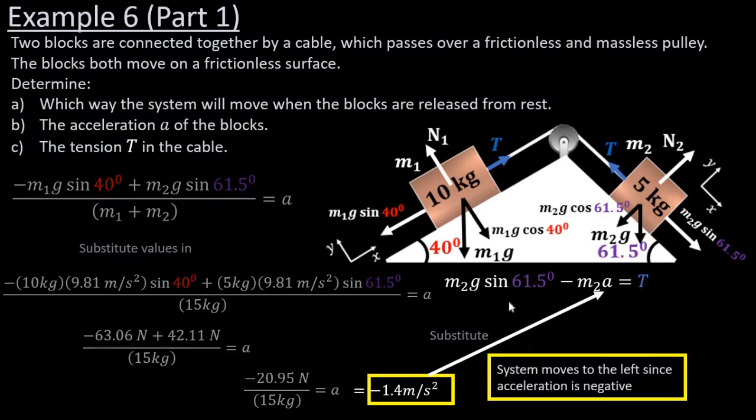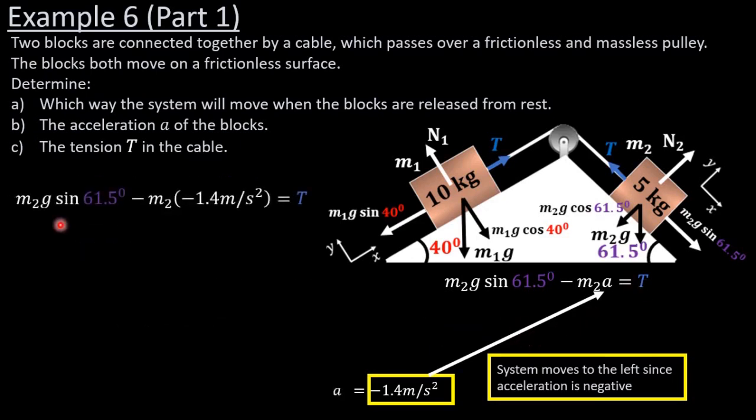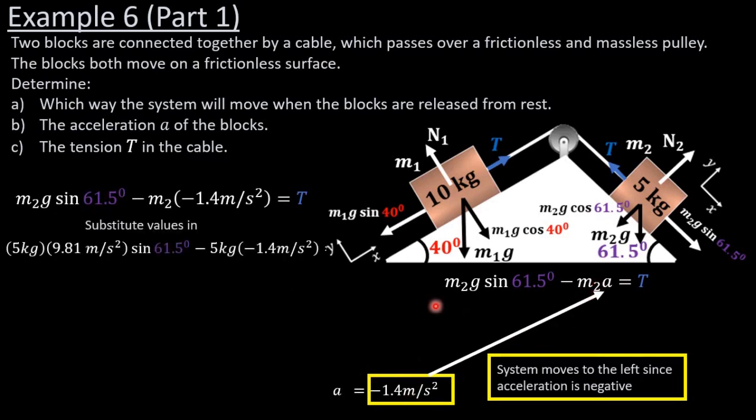So if I do that, I'll get this equation here. So all I did was substitute acceleration into there, substitute our values in to get this. Okay, so again, substituted m2 with 5 kilograms. We knew g and we knew the acceleration was minus 1.4 meters per second squared. And that's going to be equal to T. Okay, you just can't see it here for some reason. And then if we solve for T, we get 50.11 newtons. And that is our answer for part C. So that completes part 1.